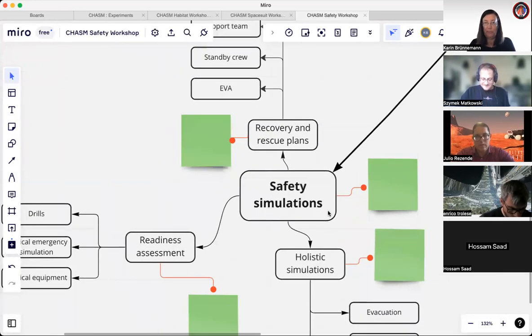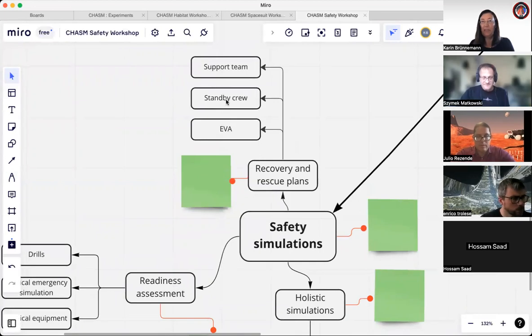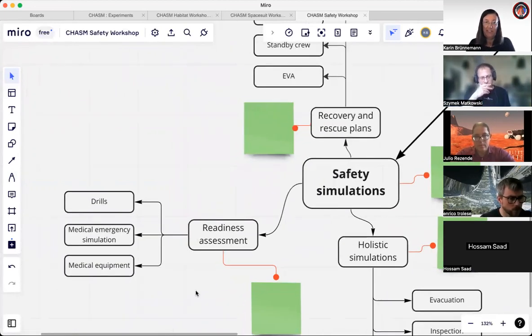Here we have some points: recovery and rescue plans, EVAs, the standby crew, the support team. We have readiness assessment: is the medical equipment ready? It doesn't have to be just there, but it has to be ready to use. If you look into your first aid kit, it also has a use-by date, so is it up to date? Do we simulate medical emergencies? Do we have fire drills, etc.?